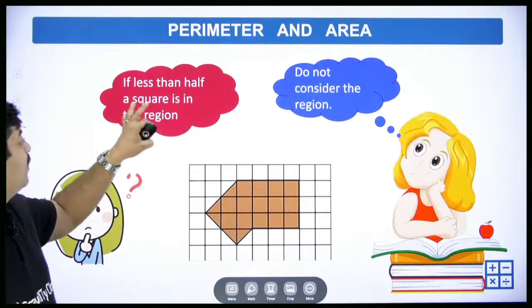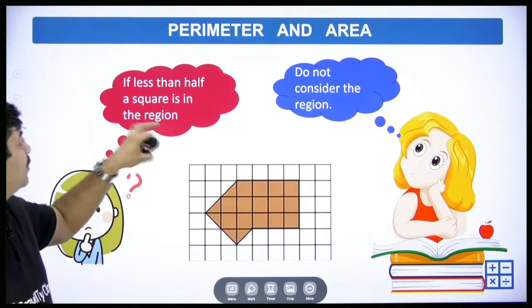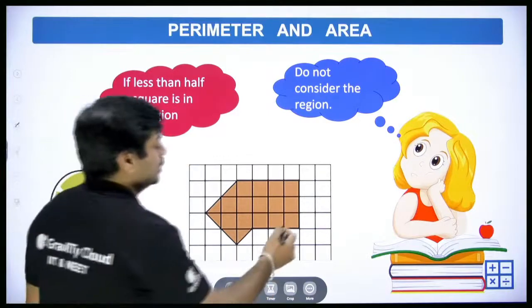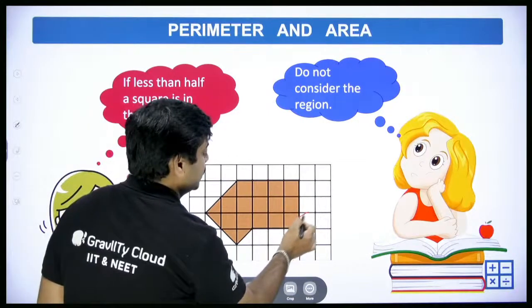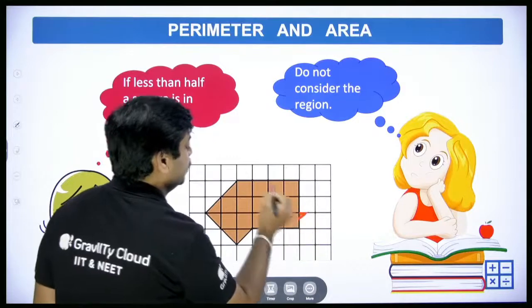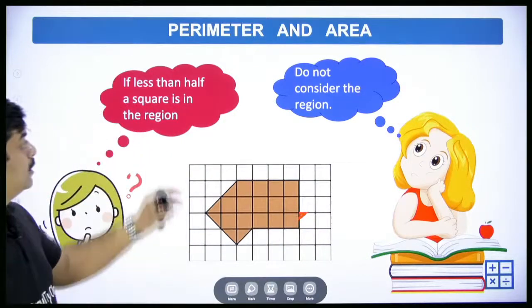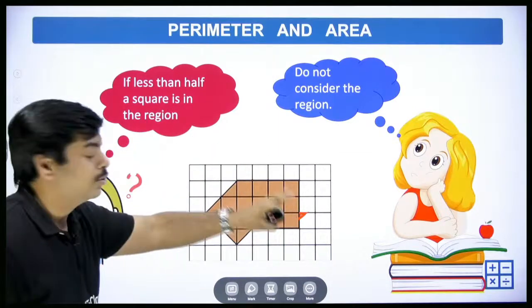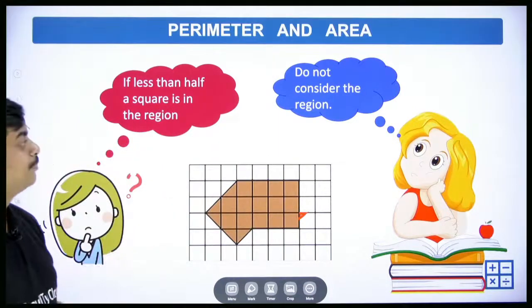if less than half a square is in the region, do not consider the region. If we have somewhere less than half, maybe something like this, you just don't try to involve it here. Just do not consider the region. If less than half a square is in the region, you need not include that, correct?